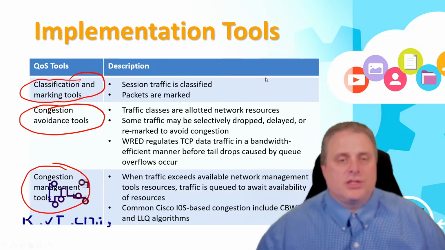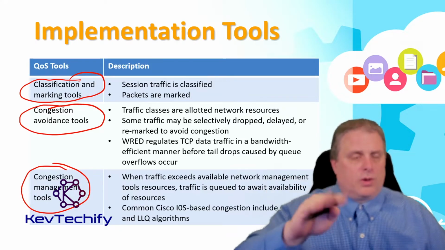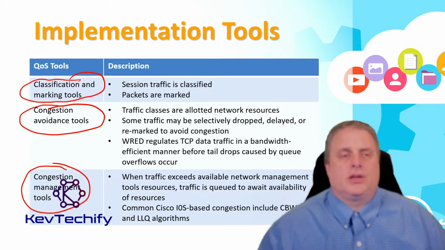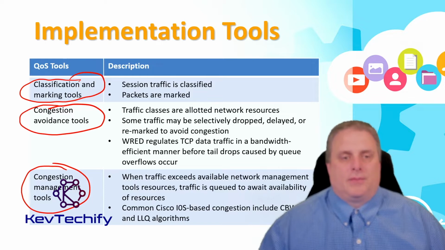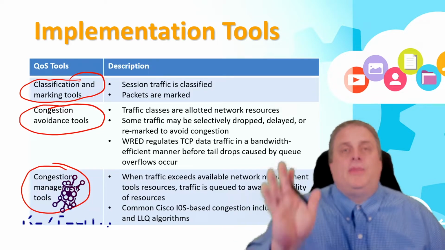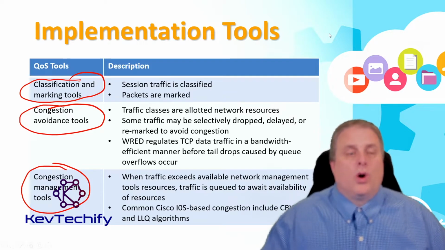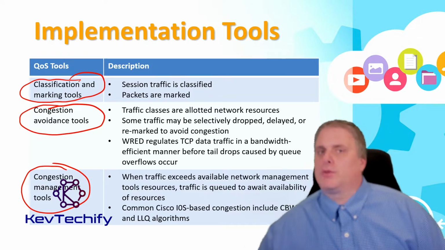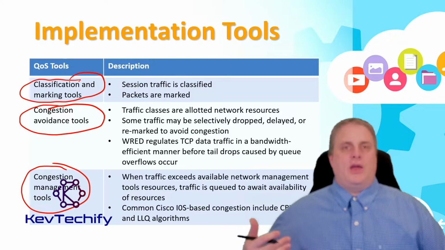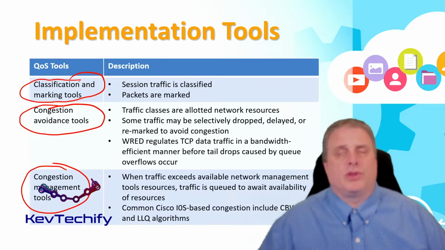Underneath congestion avoidance tools, the traffic classes here, the ones from the classification and marking tools, are allocated the different network resources that they need. Now, some traffic may be dropped or delayed or remarked to avoid congestion. So we're thinking ahead, saying, okay, we might have congestion here. What can we do? We can drop some of the low priority stuff. We can delay, we can buffer the web traffic and the email, or let's remark something to get it through our network a little bit faster.